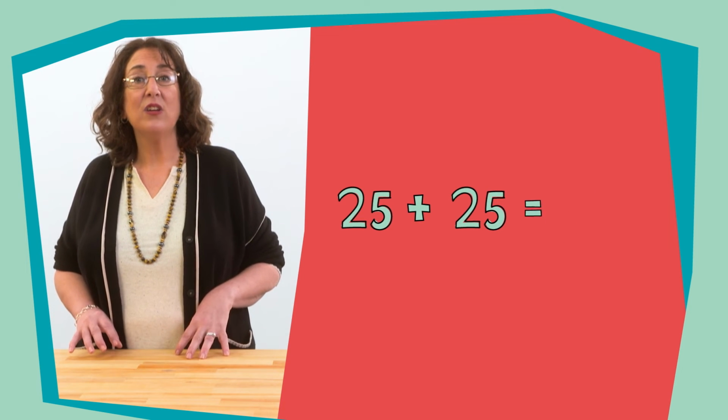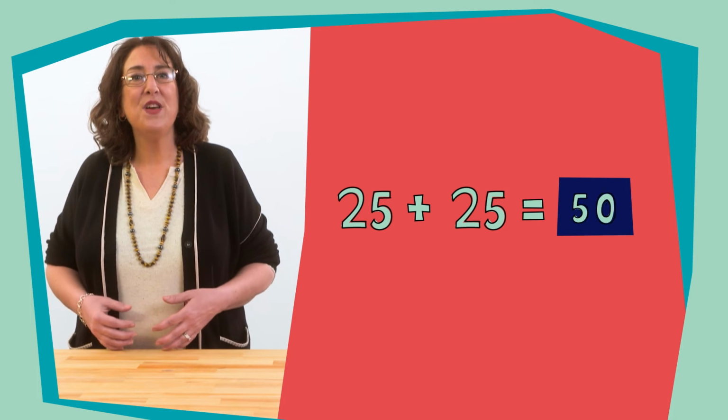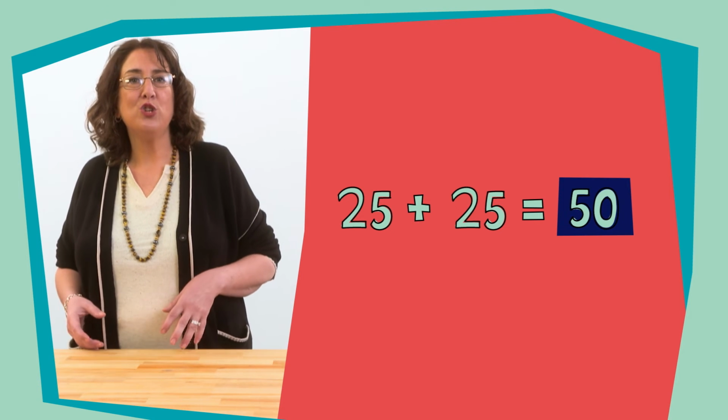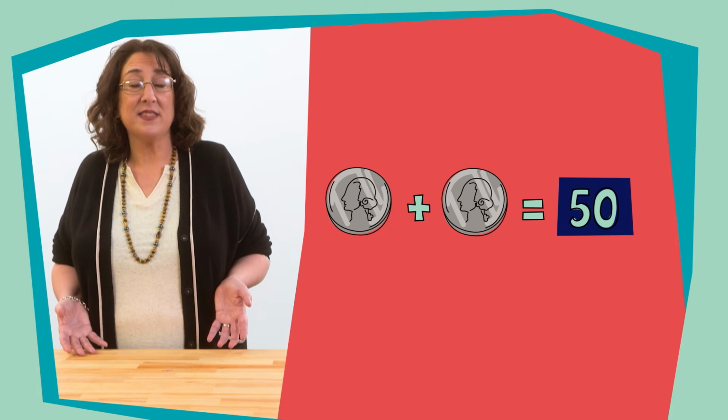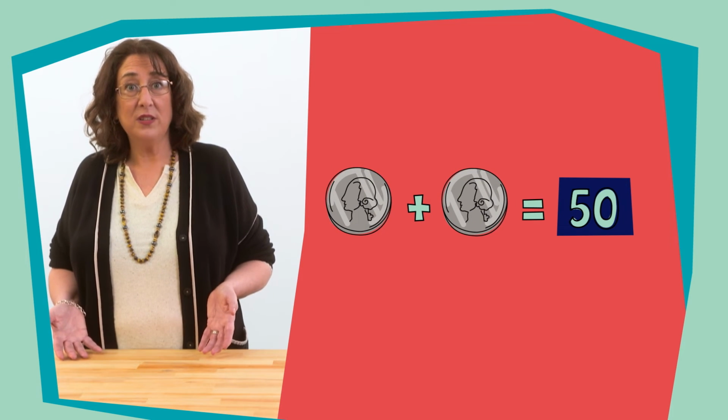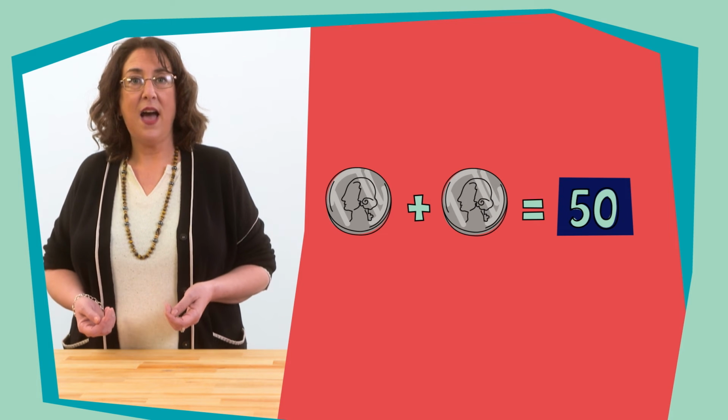I heard someone say double 25s are equal to 50. Wow, how did you know that? Oh yes, you're right. 25 and 25 added together make a total of 50, just like when you have 2 quarters, each of which is worth 25 cents. You have 50 cents total because 2 quarters have a value of 50 cents.